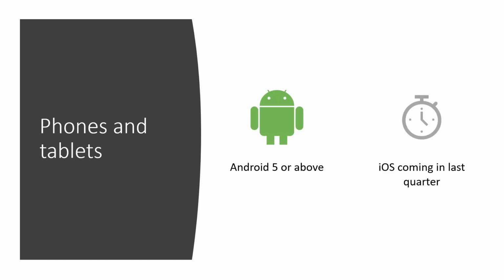All right. So the Sales Anywhere app is a regular app that runs on phones and tablets. Right now, we support Android version 5 or above, but we are actually working on an iOS version. And we plan to release the iOS version in the last quarter this year, together with Sales Anywhere version 2020.